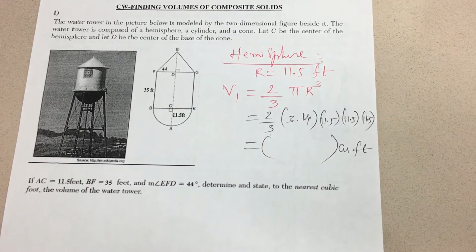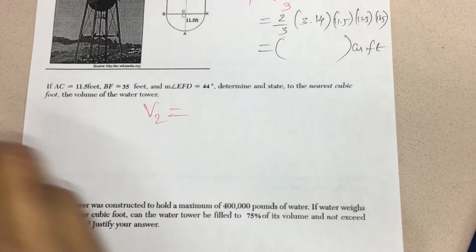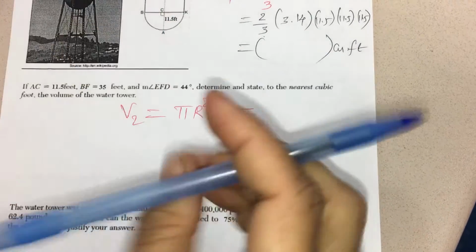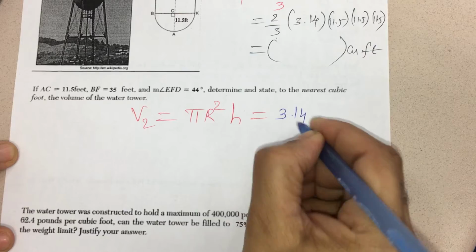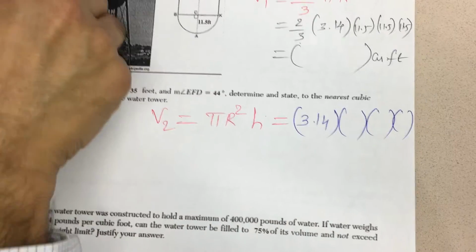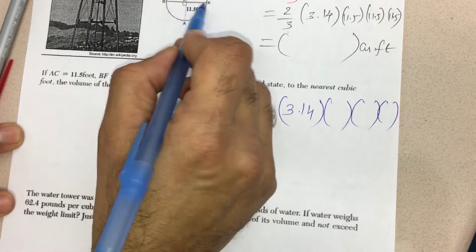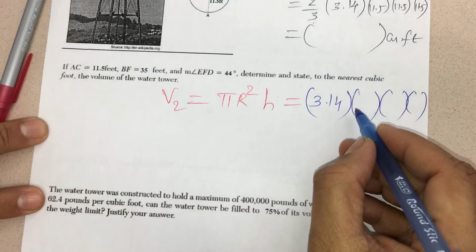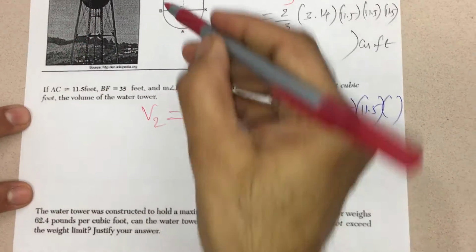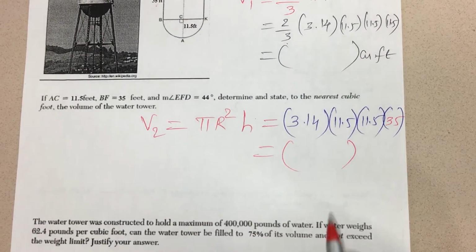That is V1. Next I am calculating V2. What is V2? That is volume 2, for the cylinder. Its formula is pi times radius squared times height. On the calculator, I can write 3.14 or the pi value directly. If you see this figure, the radius is the same as the radius of the hemisphere, which is 11.5, 11.5. And the height is given as 35. So multiply these numbers, and the calculator gives the final answer for V2.